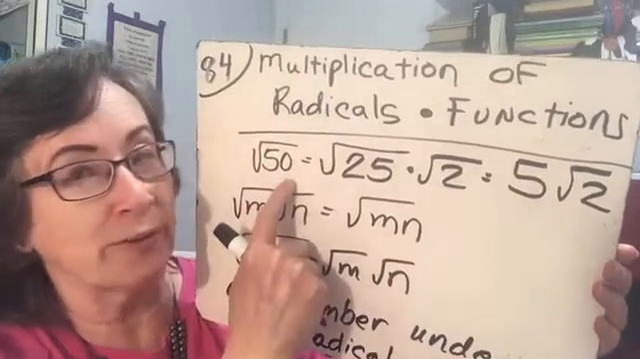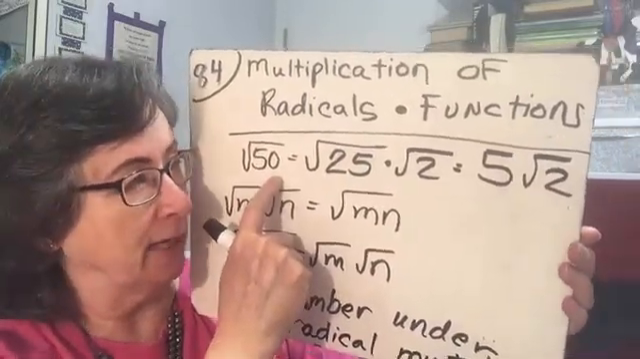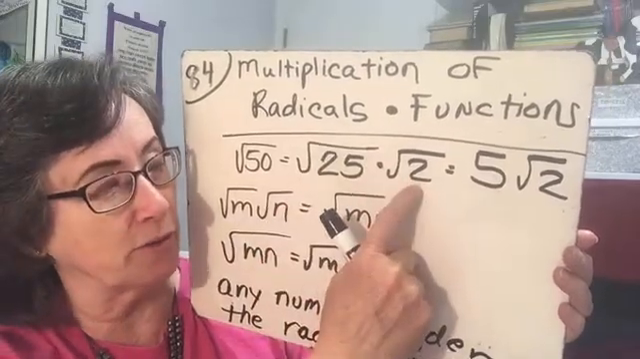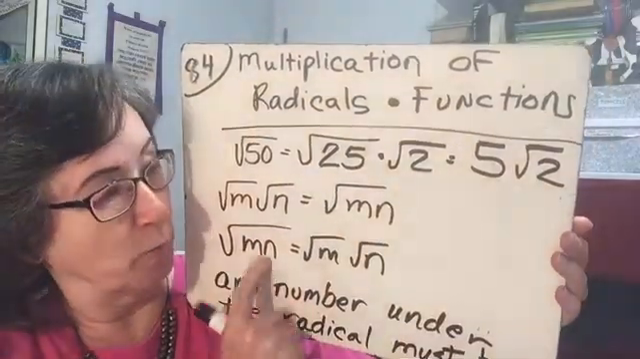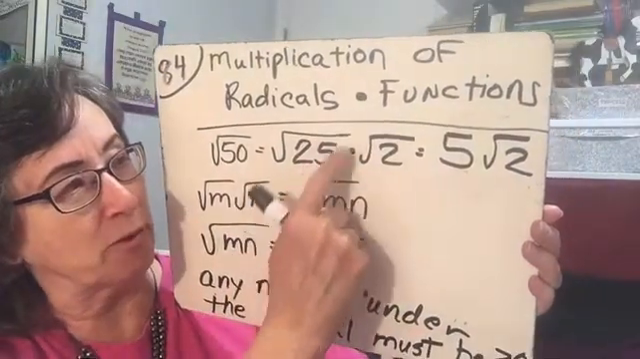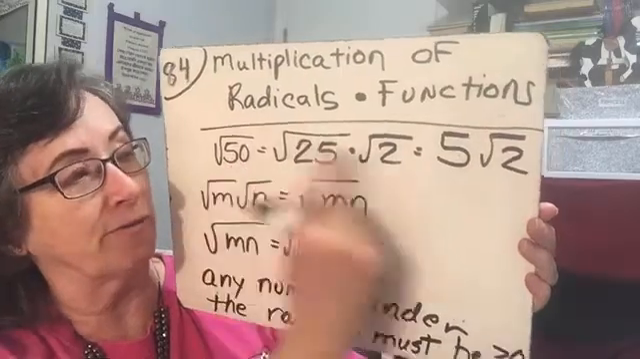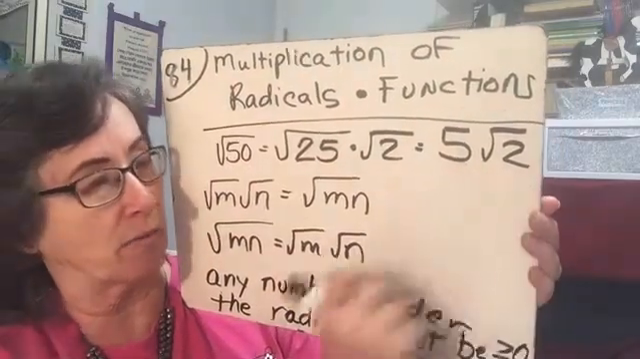So remember that we can take the square root of 50 and we can split it up into the square root of 25 and the square root of 2. And we're going to repeat this rule in just a minute, but the square root of 25 is 5, so we can simplify square root of 50 to 5 times the square root of 2.